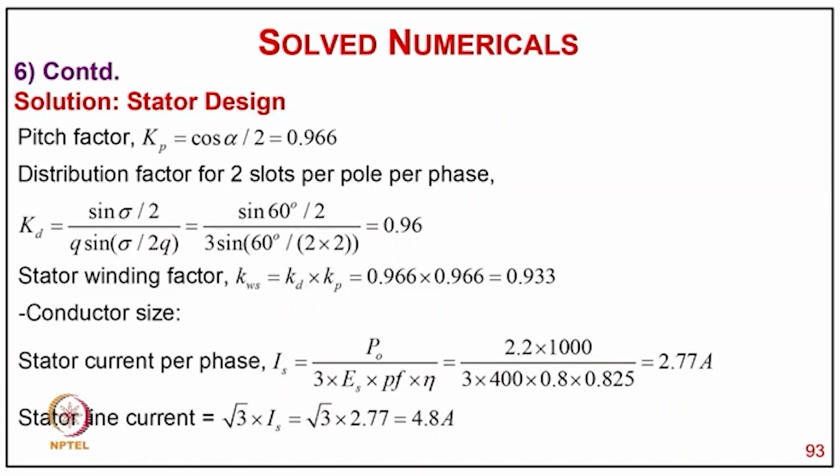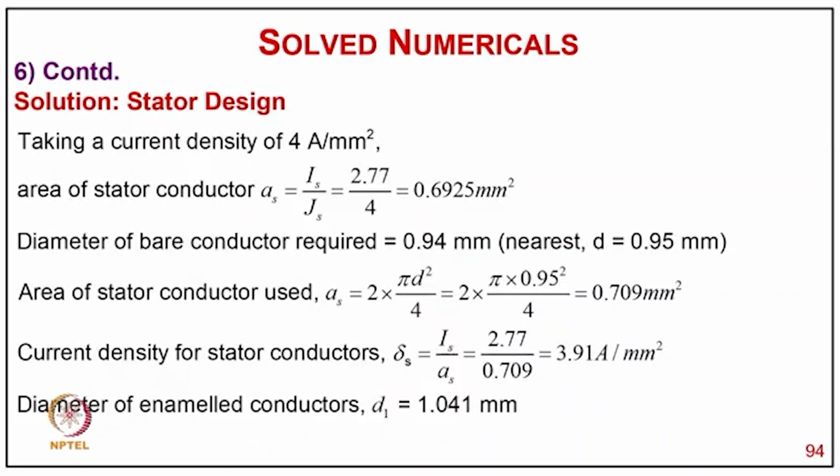And conductor size calculation. Now for this calculation, the stator current is Is equal to P upon 3 Vs into power factor into efficiency. So putting value, 2.77 ampere, and stator line current is root 3 Is, that comes 4.8 ampere. Now taking current density 4 ampere per millimeter square, so area of stator conductor is as equal to Is upon Js, so it comes 0.6925 millimeter square, and diameter of bare conductor comes 0.94 millimeter. So nearest d is 0.95.